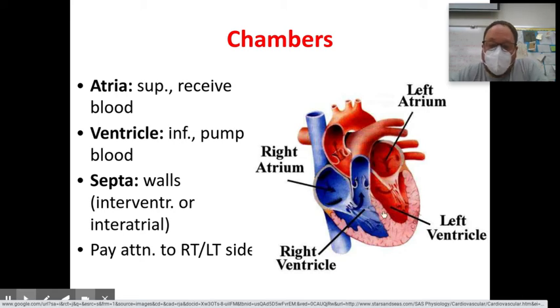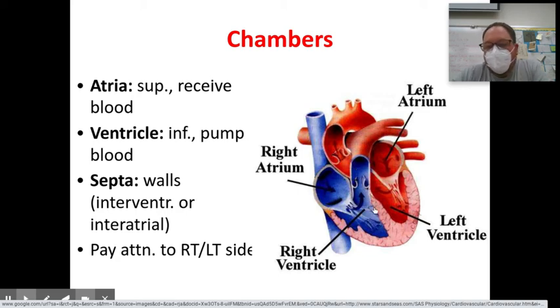Between the chambers are these septa. Septa are walls between the chambers. There are interventricular septa, so here's the wall between the ventricles, or interatrial septa. So those are the walls between the atria.